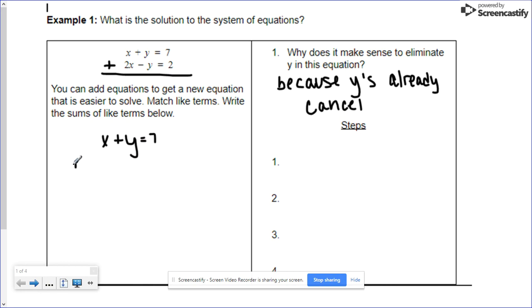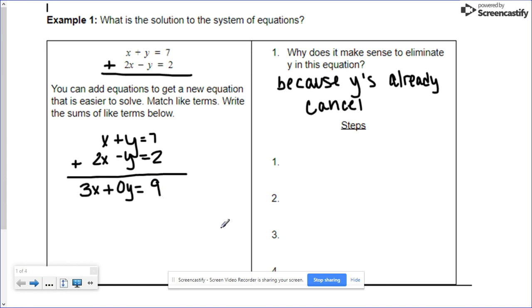So I'm just rewriting this. We know that the y's should already be canceling out. So I'm going to show you what we do. It's like combining like terms. If I have an x here plus two x's here, that turns into 3x. If I have a positive y and I subtract that y, I'm left with no y's. And I know that 7 plus 2 is 9.